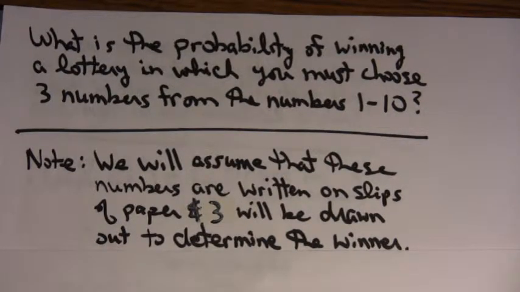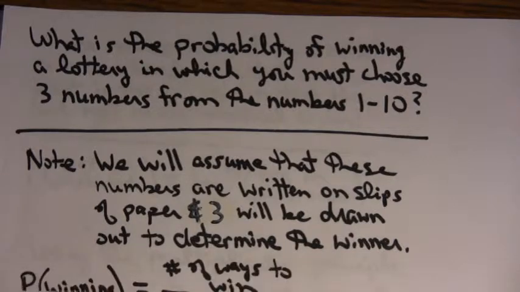There are no duplicate numbers. In other words, you can think of it as a hat full of these numbers, the number 1, the number 2, the number 3, number 4, 5, 6, 7, 8, 9, and 10, and there's just one of each. We're going to draw three numbers out of the hat, and if those three numbers match the three numbers that a person has, that person would win. So that's the way you're thinking about this.